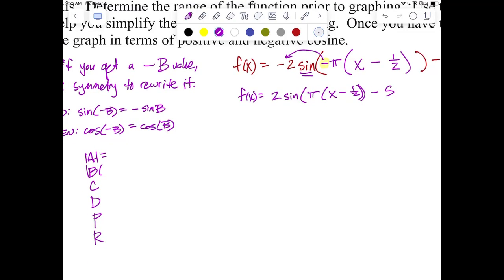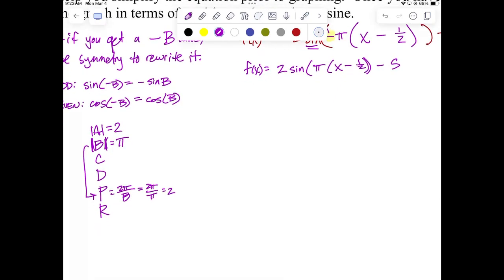What's the amplitude? What's the wave height? 2. How many cycles am I going to see between 0 and 2 pi? Pi. Every time I ask that, I ask it the same way, because what's the meaning of B? B is not only your horizontal dilation factor, it's the number of cycles between 0 and 2 pi. Now, once you find B, it affects the period. So if the period is 2 pi over B, what's 2 pi over pi? 2. So now it's the first time we don't actually have a pi on our x-axis. It's just going to be numbers. Okay, what's the C value? Left or right? 1/2.